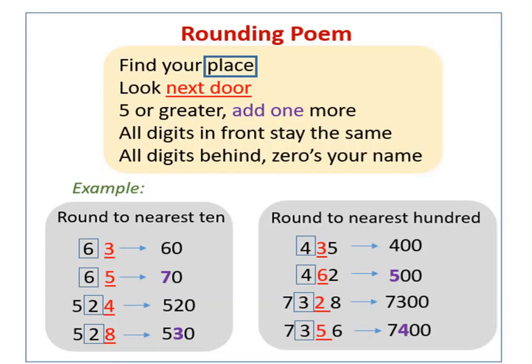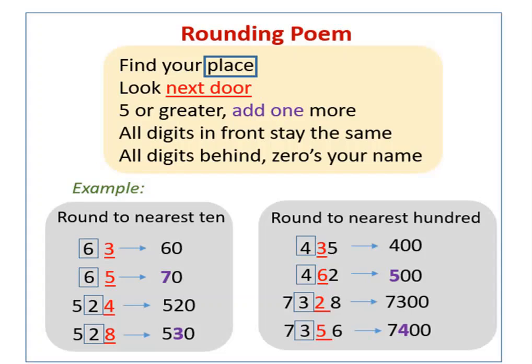They ask us to round to the nearest 10. So actually my place value is the tens. I ask myself, where is the tens? I have 63 and I have 520 and 65 and 524 and 528. As you can see, the shaded area is to the left.